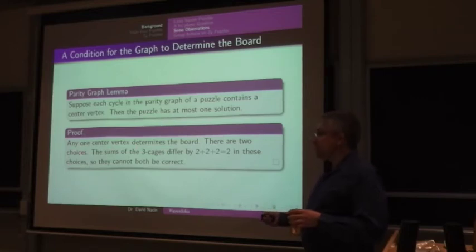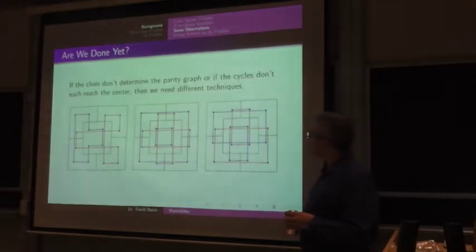But that entry is going to make all the entries differ by 2, so it's going to make the 3 cages differ by 2 plus 2 plus 2, which means they both can't be correct. So I have at most one solution whenever this happens. And we're going to return to that as well. Now, of course, this doesn't explain all the puzzles, because there are plenty of parity graphs that don't meet the hypotheses of that parity graph lemma.